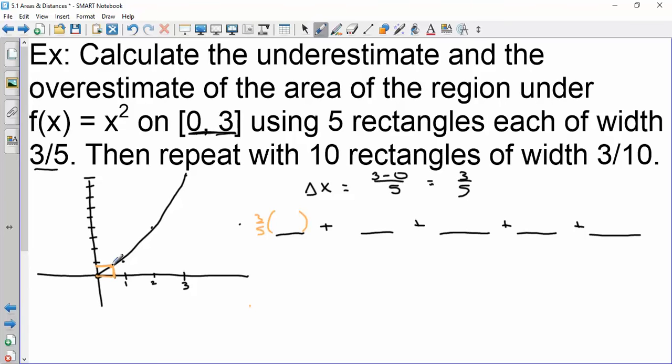So how would I find that height? Plug it into your equation. We can work in terms of fractions, 3/5, or we can use 0.6 if you guys prefer decimals. Do you care? 0.6, is that better? Okay, so if I'm going to find my y, I would just have to put 0.6 into my equation. So I'd have to do 0.6 squared.